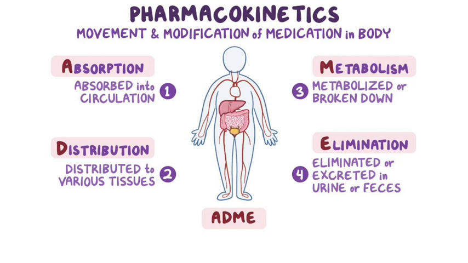What is the mechanism of action of pyridostigmine? Well, pyridostigmine inhibits acetylcholinesterase, leading to an increase in acetylcholine in the neuromuscular junction, leading to a higher chance of successful signal transmission. So you're essentially having more acetylcholine by inhibiting acetylcholinesterase.